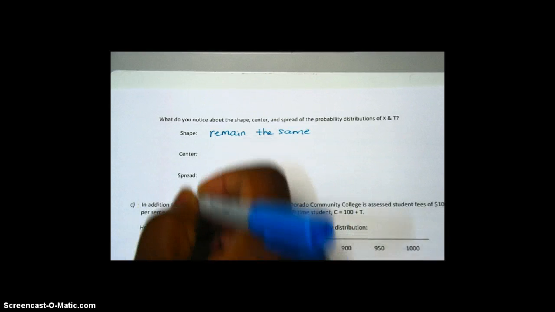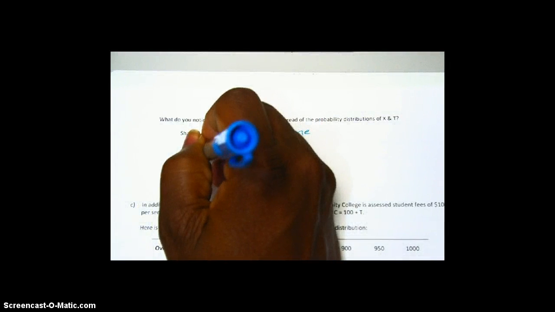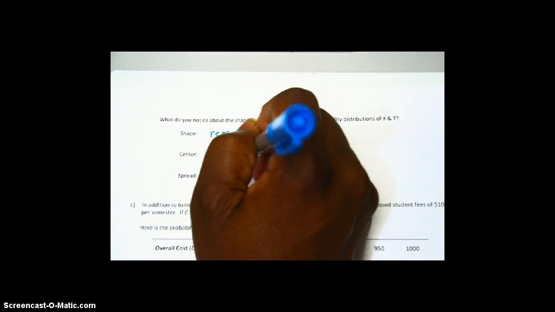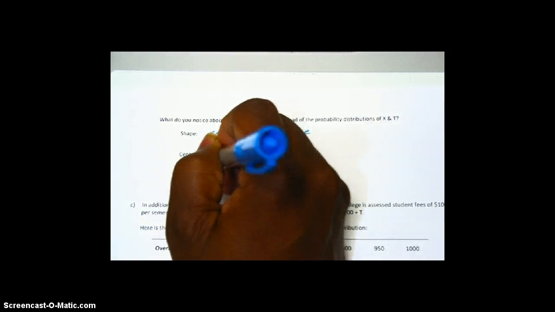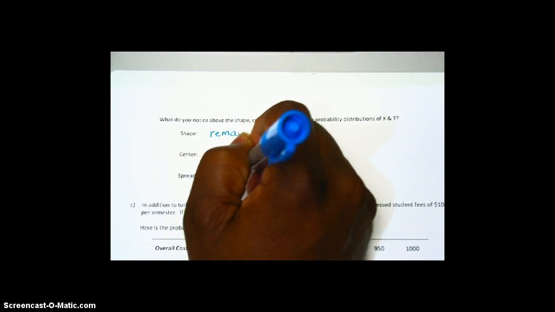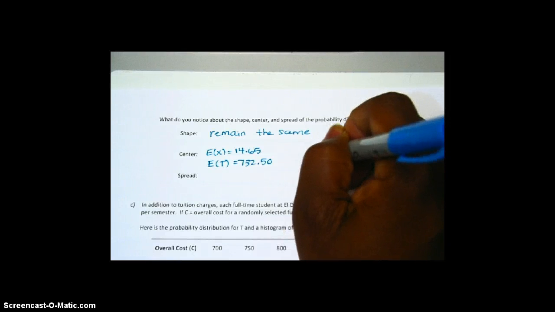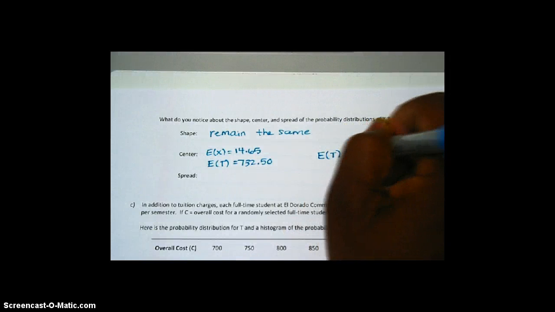You should notice that the center, E of x, was 14.65, and E of t was $732.50. Well, E of t is 50 times E of x.